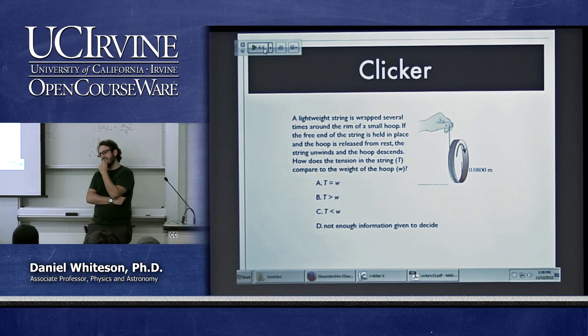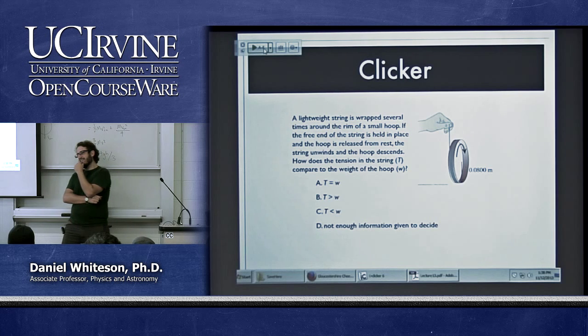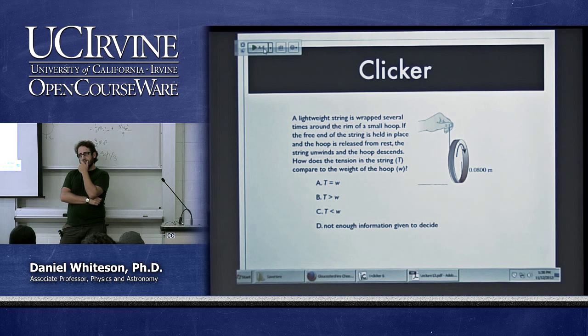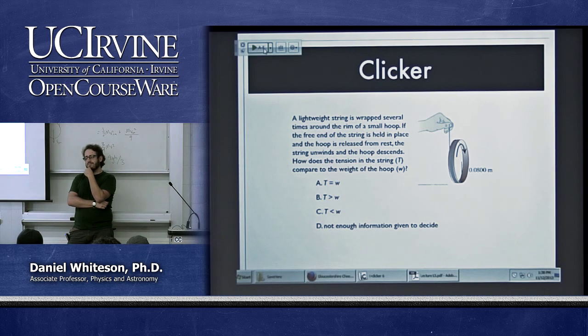Because, well, you're taking that into account. You're taking that into account in the tension. What do you mean? Right, the force by the string is the tension. So, I guess, yeah, it would be.